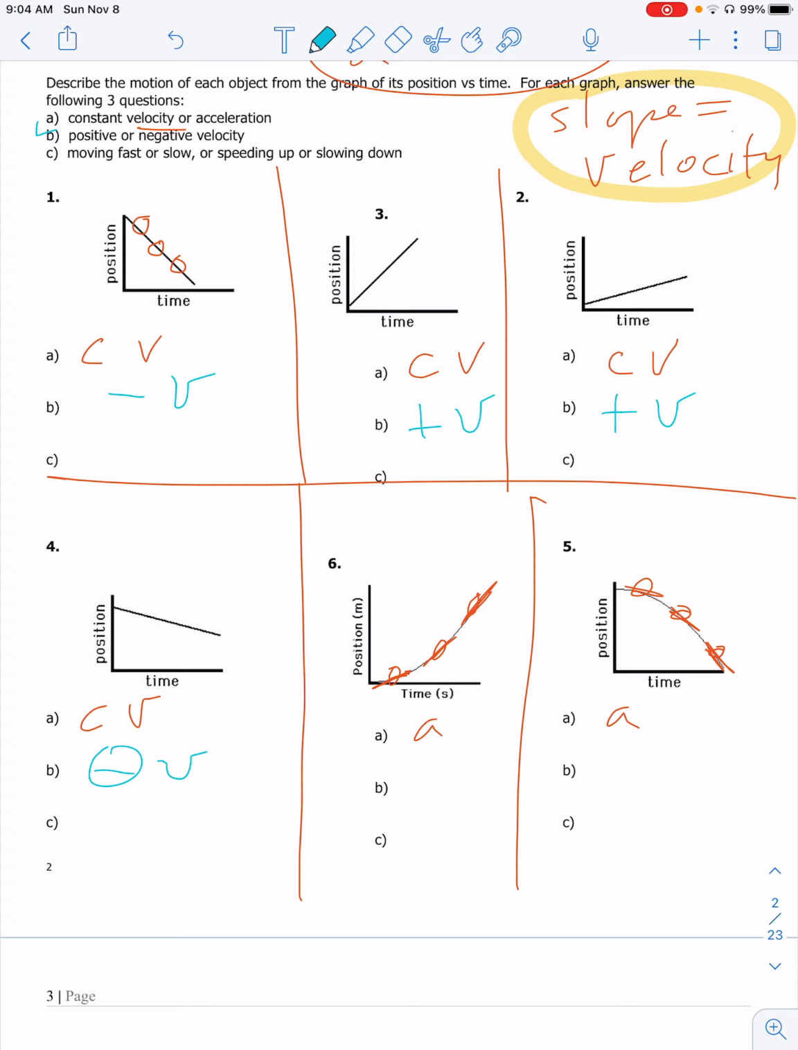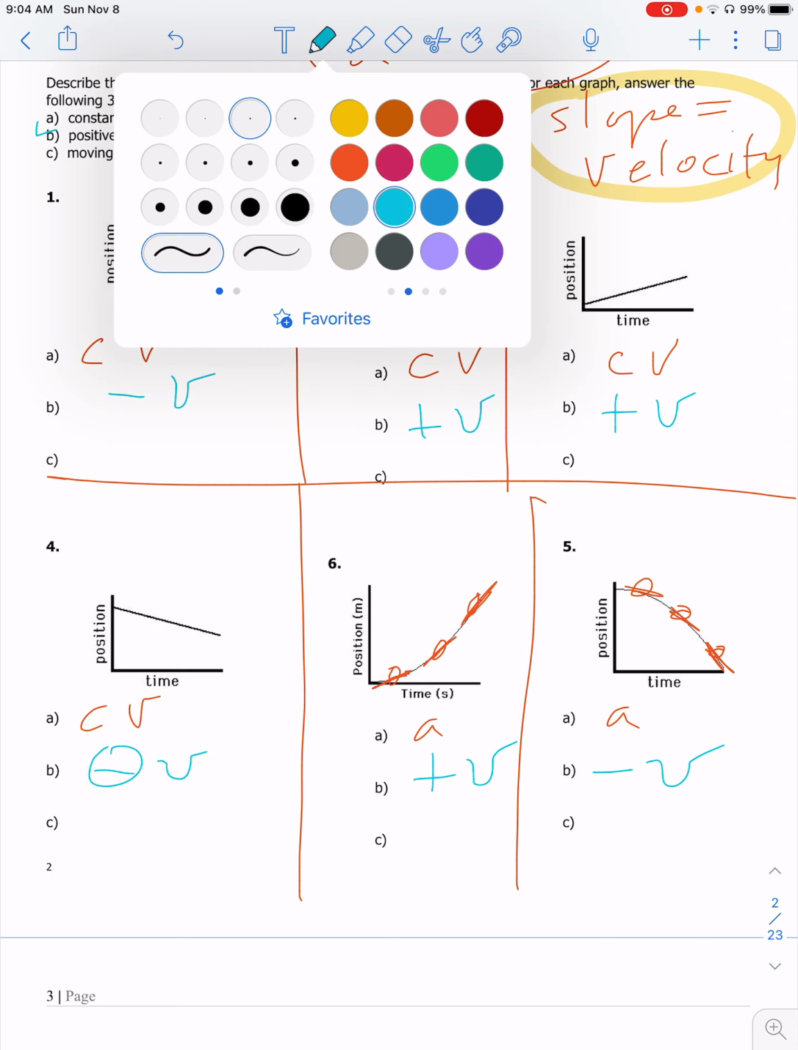Okay, number 6, going uphill. Even though it's not going uphill steadily at constant speed, I'm going to say uphill, positive velocity. Number 5, downhill.